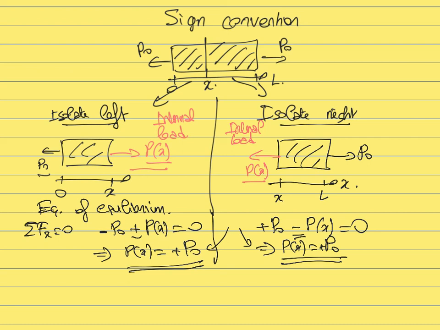We find that in certain cases, the internal load will have a positive projection. In other cases, the internal load will have a negative projection. So this can change depending on whether you isolate the left or the right. The projection of the internal load can change, but the internal load should always be defined as pointing towards the outside to remain consistent.